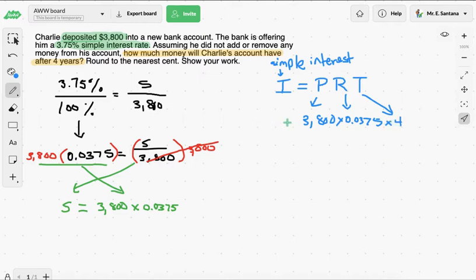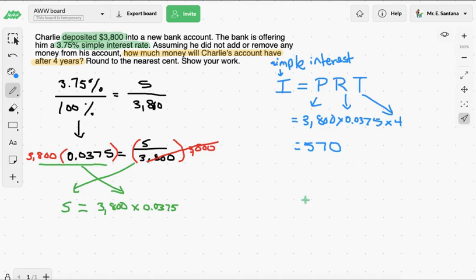To calculate how much we're earning in interest in 4 years, we just have to multiply. So let's get a calculator very briefly and calculate what we get. That's 3,800 times 0.0375 times 4. What that equals is $570. That's how much this bank account is earning in 4 years.